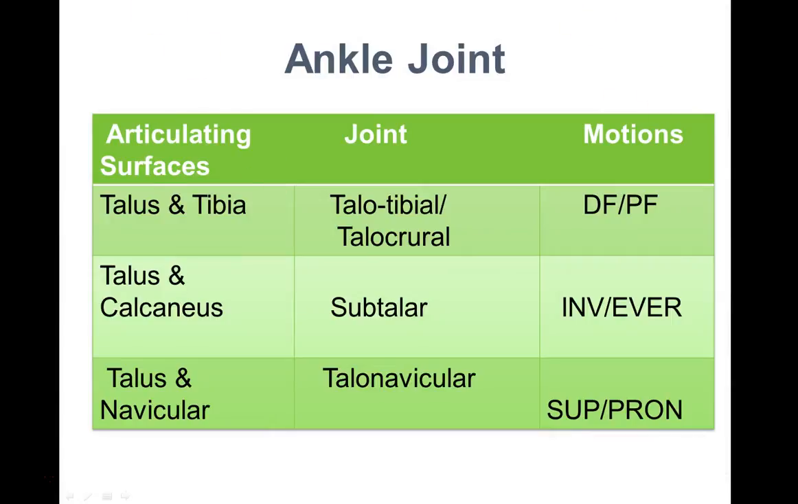Okay, so first of all, the joints, and as you can see on the articulating surfaces here, if you had to pick a bone that's probably the most important in the ankle, it's going to be the talus. And with that, you've got its articulation with the tibia. That would be our talocrural joint or talotibial joint, if you prefer that, giving us dorsiflexion and plantar flexion. You've got the talus articulating with the calcaneus, our subtalar joint. That would give us that inversion and eversion motion. And then you've got the talus articulating with the navicular bone, the talonavicular joint, giving us that foot supination and pronation.